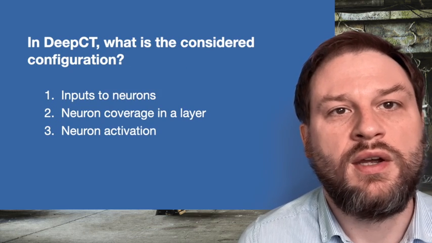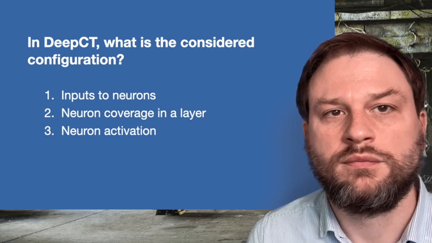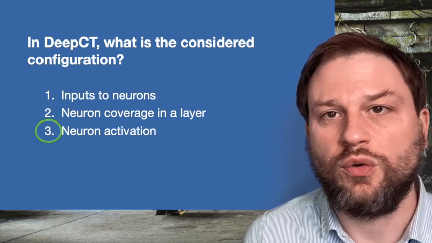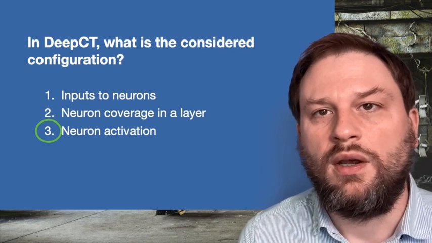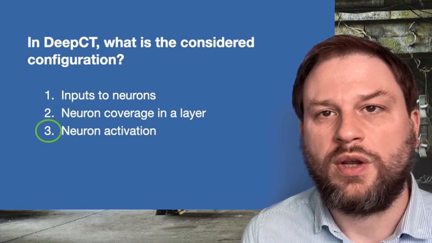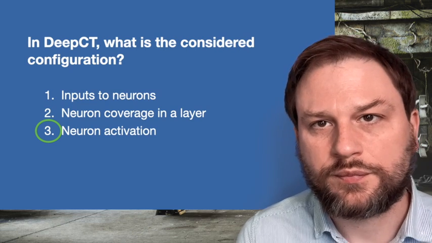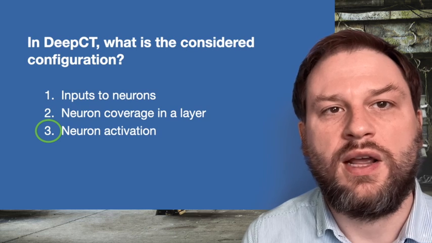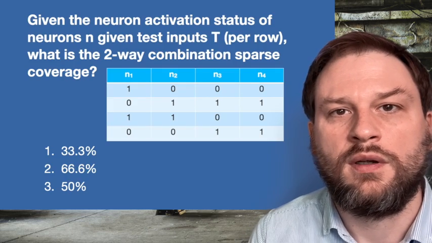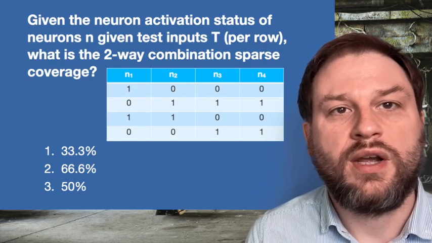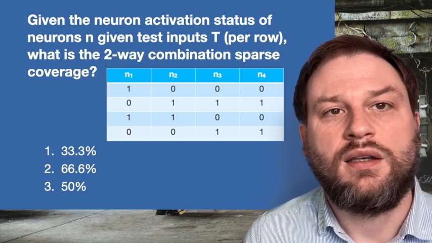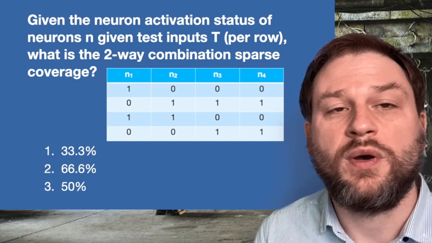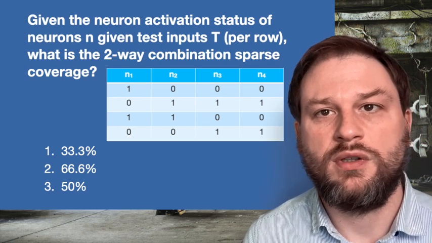In DeepCT, what is the considered configuration? They use as configuration the neuron activation. So 1, 0 for each neuron is what they look at, and they want to have a coverage of combinations of activations between neurons in a specific layer. And finally, an example: given the neuron activation status of neurons n, given test inputs t, what is the two-way combination sparse coverage? A measure introduced in the paper.